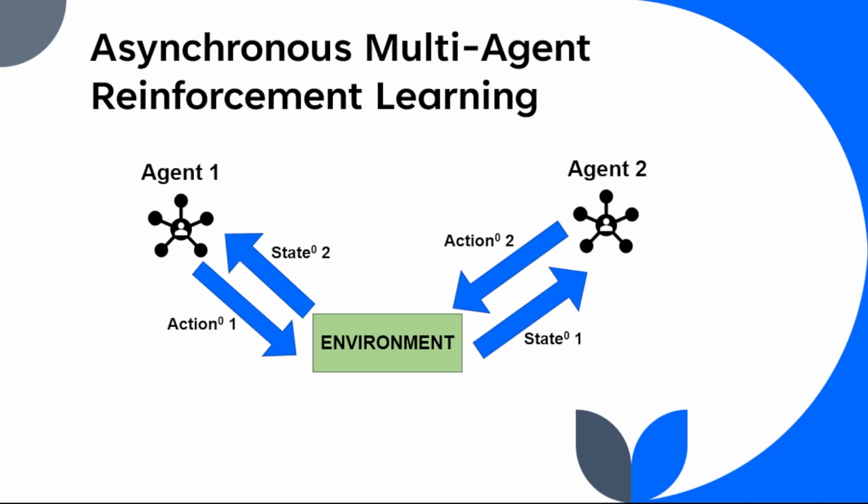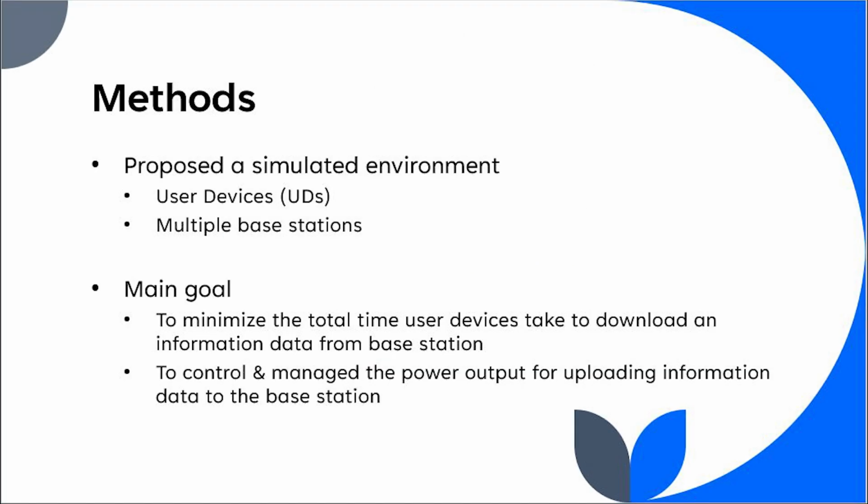Since it's asynchronous multi-agent reinforcement learning, Agent 2 will be affected by the actions of Agent 1, and the actions of Agent 2 will affect the environment, so that Agent 1's subsequent action will be influenced by Agent 2's previous action. If I were to use traditional multi-agent reinforcement learning asynchronously, there will be sparsity in action and state space. Hence, I will be focusing on asynchronous multi-agent reinforcement learning for the problem. We proposed a simulated environment in which users will be walking around their neighborhood with their user devices, UDs for short. In the neighborhood, there are multiple base stations that interact with the UDs.